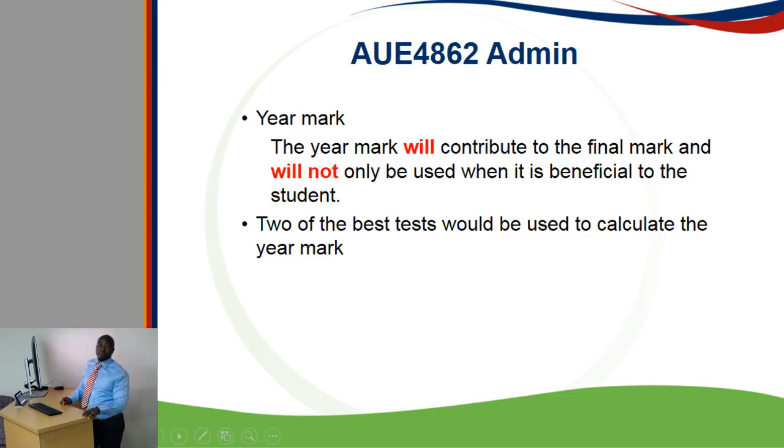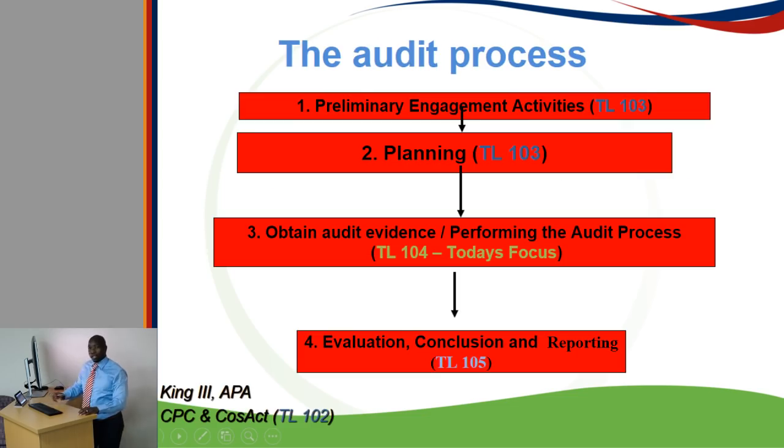And remember, there is a sub-minimum of 40% for you to get exam entrance. It's a dual requirement that we need you to obtain a minimum of 40% from your year mark to be able to write the exam. You are not allowed to write the exam if you didn't get a minimum of 40%. Hence, it only makes sense.